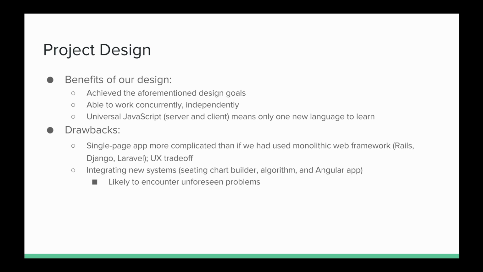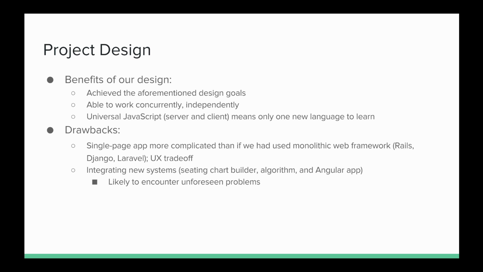And there were drawbacks as well. Single-page apps are more complicated than using something like Rails or Django or Laravel. That's just the nature of it. It's just a more sophisticated way to build a web app. But there's a UX trade-off, because since more of the code is executed on the client, it's snappier and faster, and it means less network requests, so better performance.